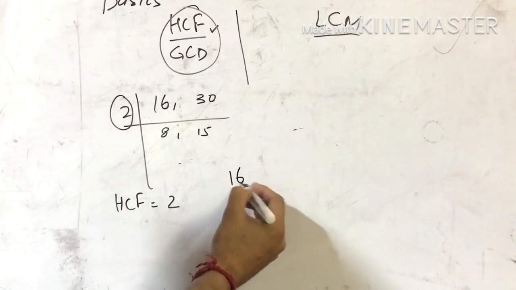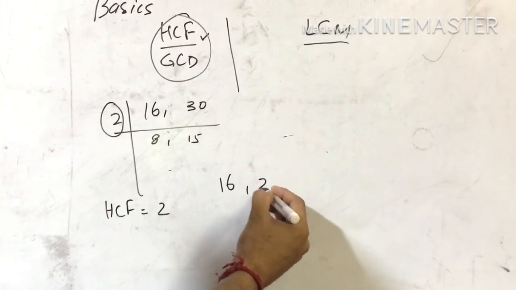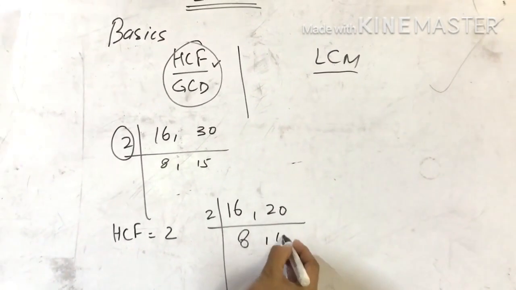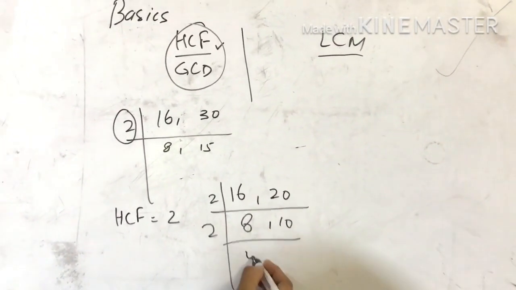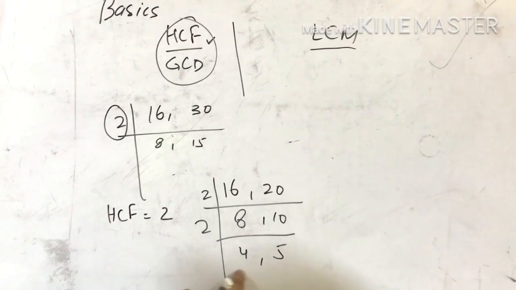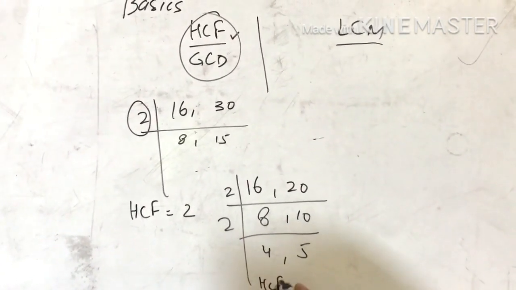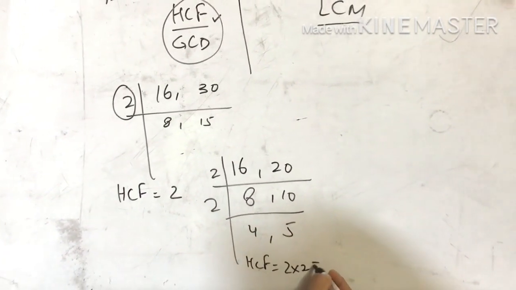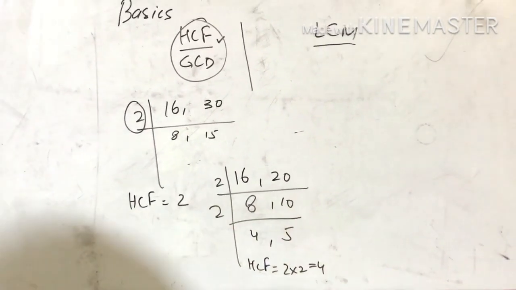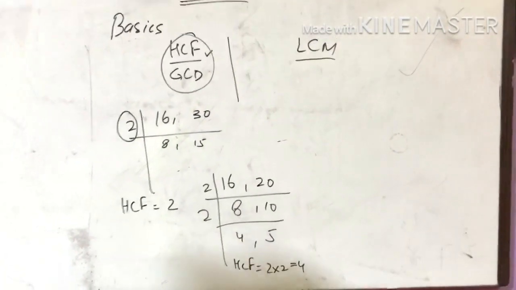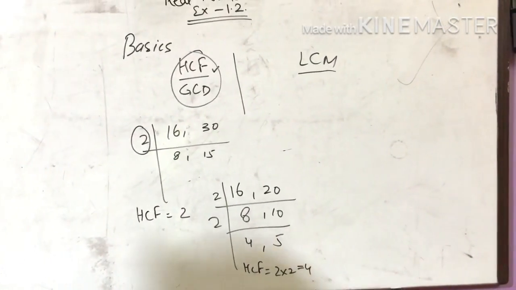Take another example. Now again you can't divide anymore with a single number, so its HCF will be 2 into 2, which is equal to 4. You can also find HCF by the division method, as we have done earlier. So this is a simple method of doing HCF.